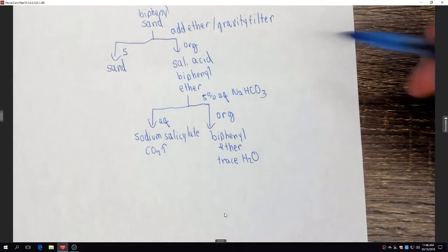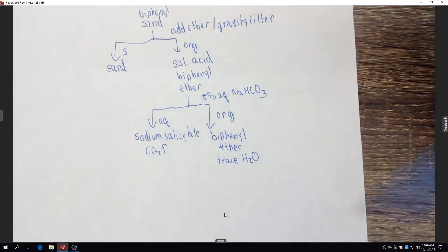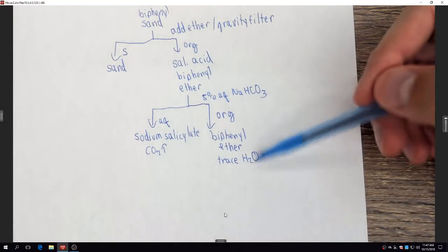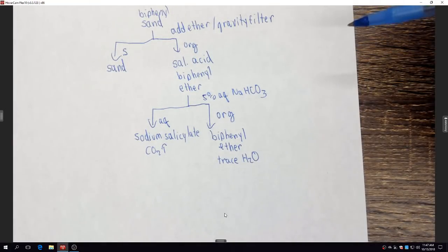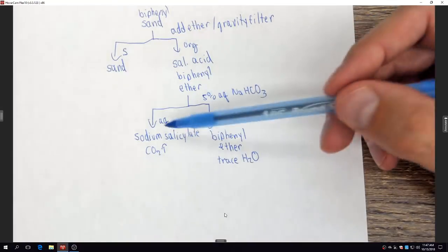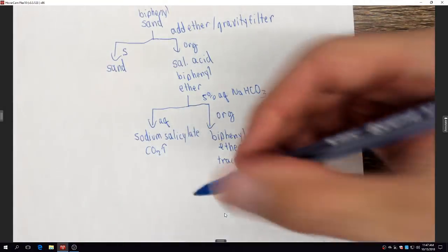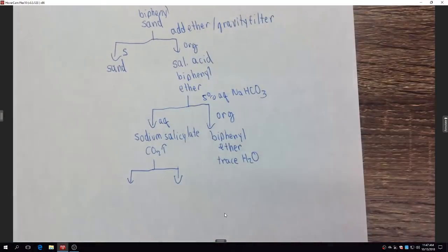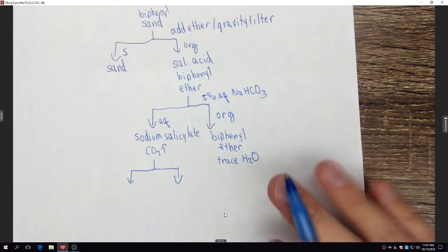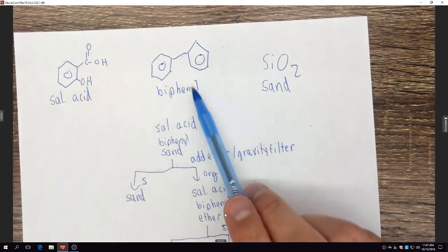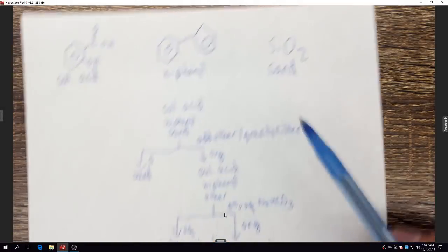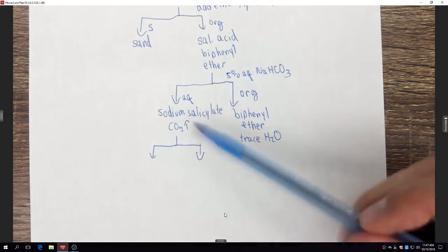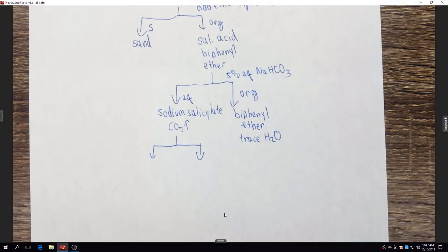All right, and that happens anytime you mix an aqueous solvent and an organic solvent. The extent of the trace amount of water is different for different solvents. So we have our sodium salicylate in our aqueous layer. But our goal here is to put 3 solids in 3 different containers, right? We want to put solid this in one container, solid this in one container, and solid this in one container. So right now we have it in our aqueous layer. How do we get solid salicylic acid back?